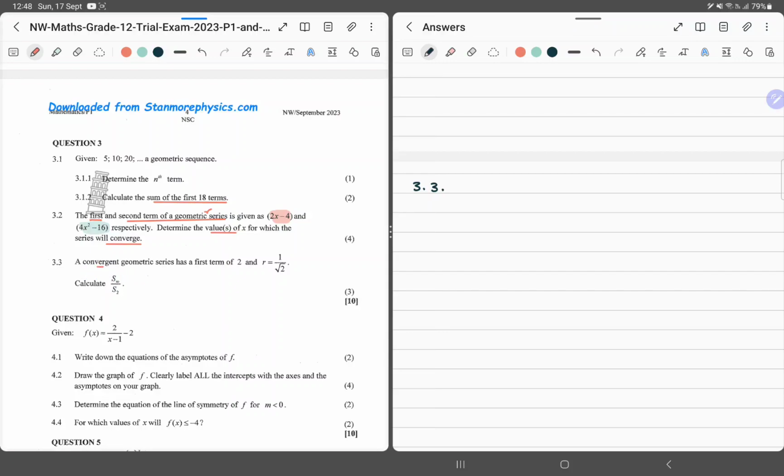A convergent geometric series has the first term of 2 and the common ratio of 1 over the square root of 2. It says now calculate sum to infinity divided by S2. So obviously sum to infinity divided by S2 is going to be equal to, the sum to infinity is a over 1 minus r. Then we are dividing it, so we just expand that like that. S2, how are we going to deal with this one?